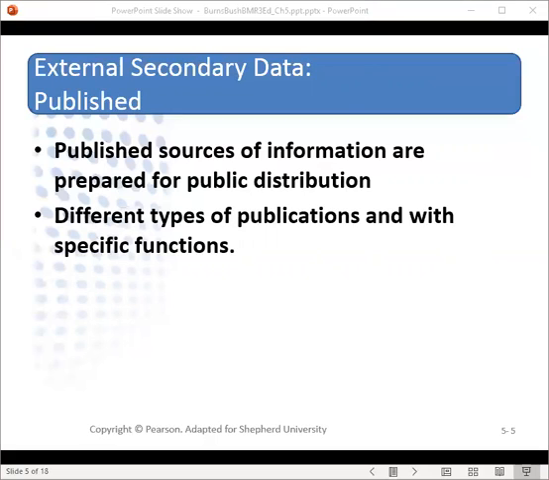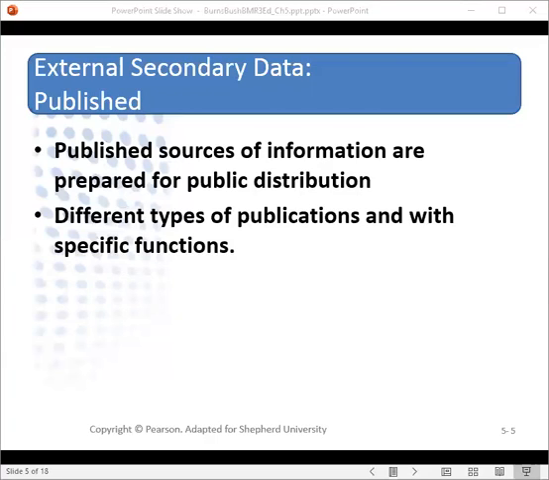We also have indexes and abstracts. These list periodical articles by subject, author, title, keyword, and more. Abstracts also provide summaries of the articles. We have bibliographies, and these list sources such as books and journals on a particular topic. Another type of external secondary data, almanacs, manuals, and handbooks. These are also known as desk books, and they provide a wide variety of data in a single convenient publication.